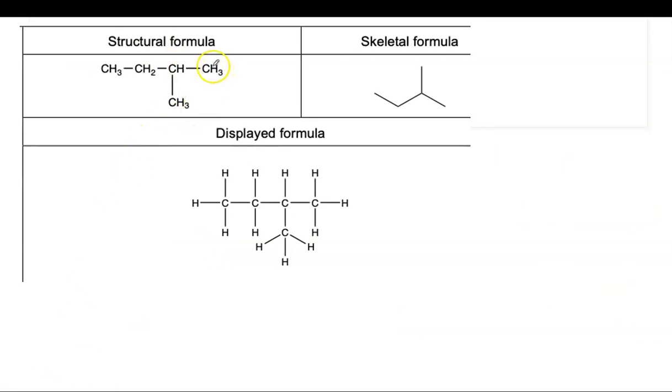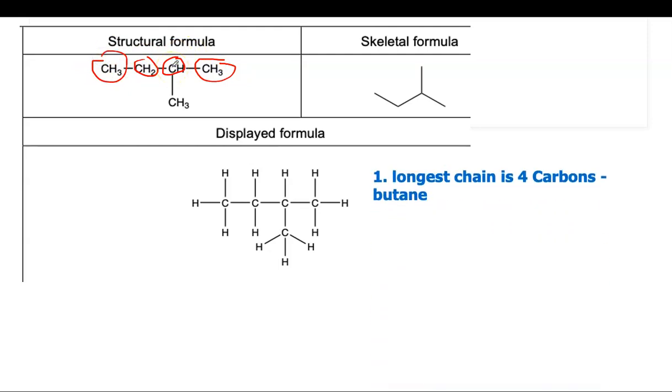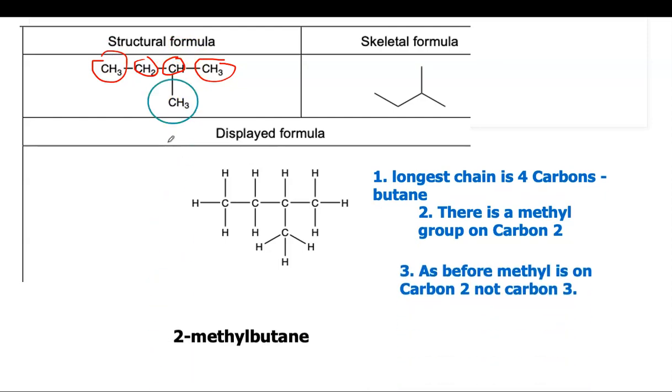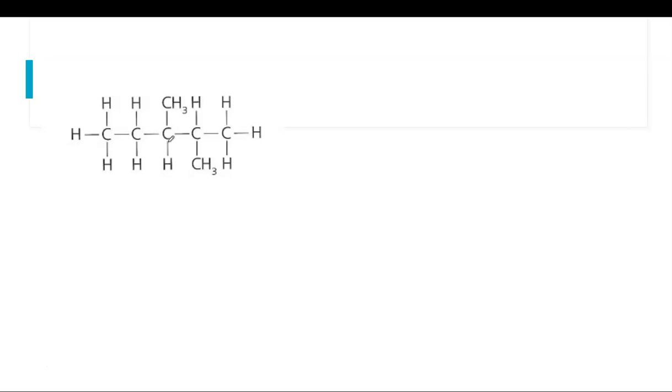Now this one you can see 1, 2, 3, 4. You have a methyl group on the second carbon, so 2-methylbutane. Those are the 2 easiest ones to look at. Let's move to the third one. Now this time, if you pause the video here, you should be able to work this out yourselves. So my advice is pause the video here, try to work this out yourself. Right, let's look at this.